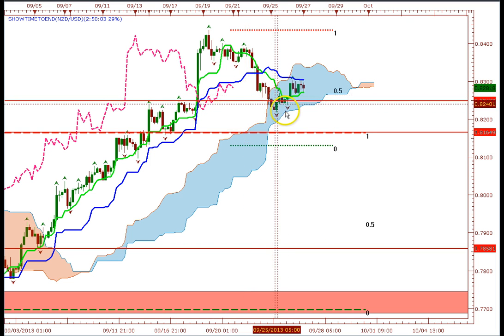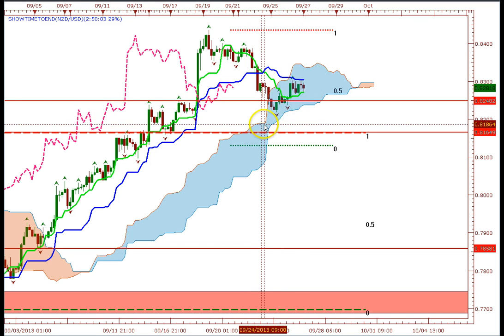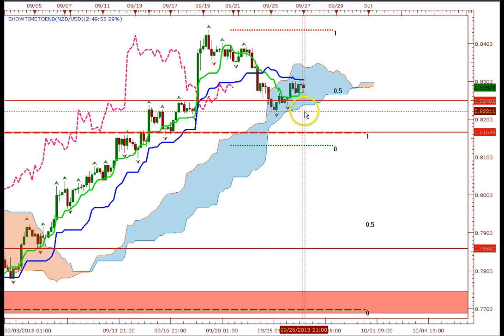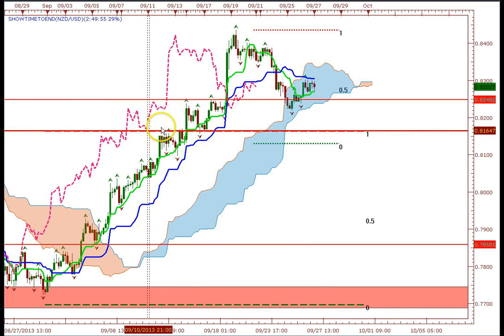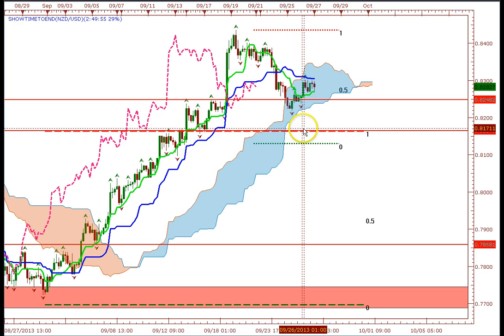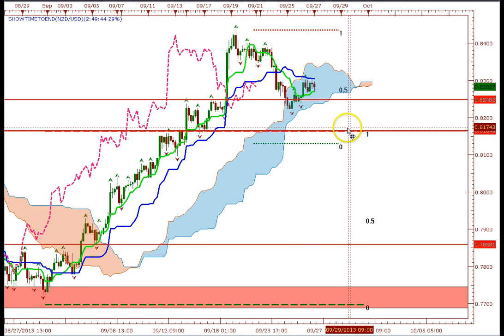Okay, but we need to get below this level here. You can see this fractal level. I like to get below these fractal levels. If we break this fractal level, it would also break the cloud. But then we have to worry about this level here. And it's a level to take note of because it's the previous month's high. So I'm sure you'll find support at that level. So you want to make sure you get through that level too.